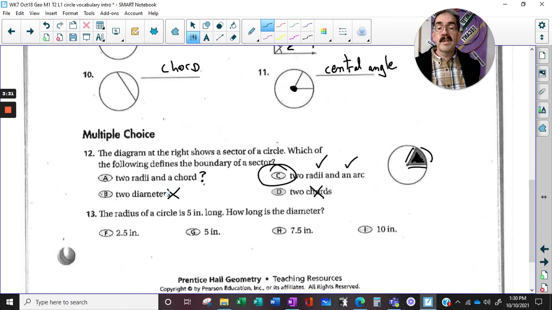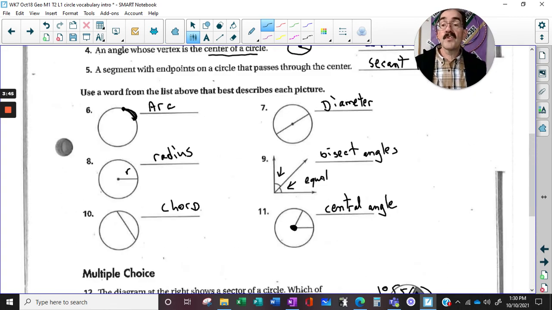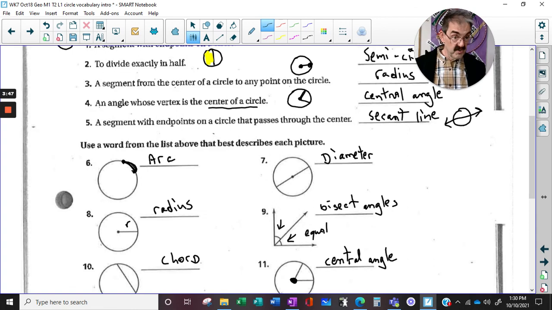Okay, the radius of the circle is 5 centimeters. How long is the diameter? 5 and 5, so it's 10. Okay. All right. So hopefully that was helpful on our first assignment.